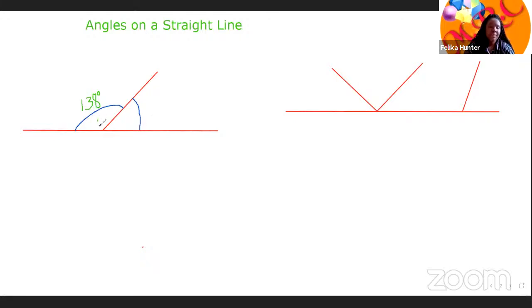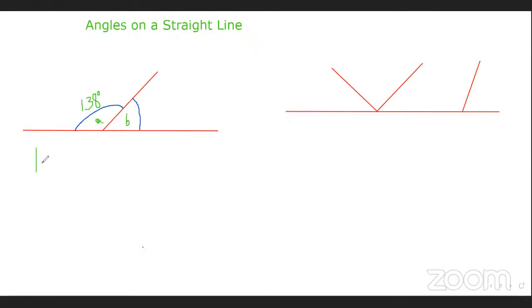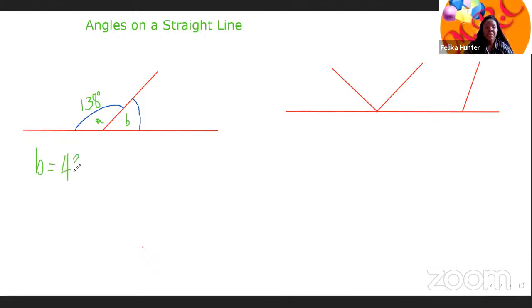So this is A. What's angle B? 42. So B equals 42 degrees, beautiful. And what's our reason behind that? We need to put in a reason every time we write down the value of an angle.